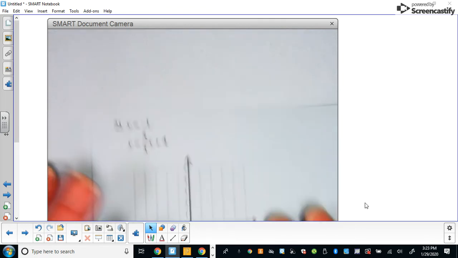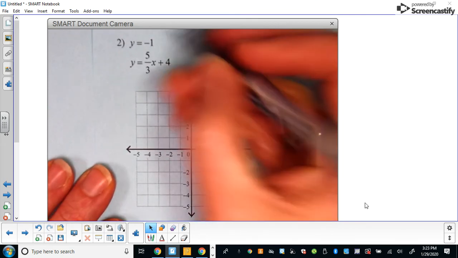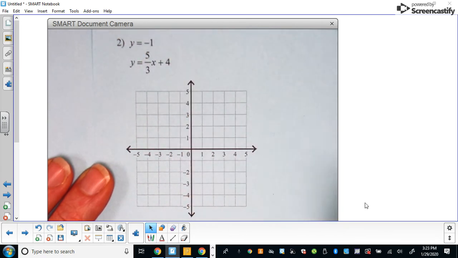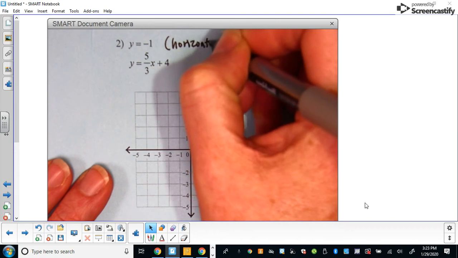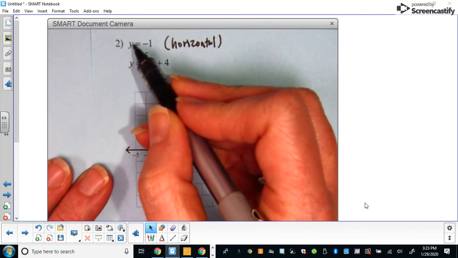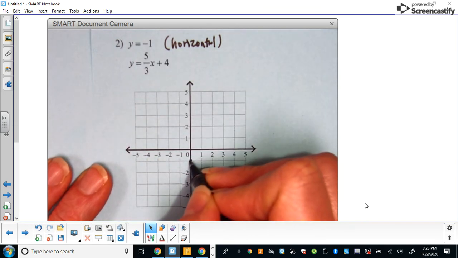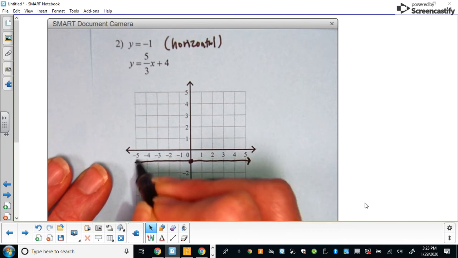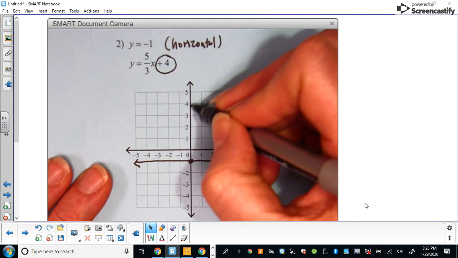So another one here, I want to add this one because it has a special kind of line. This is y equals -1. And anytime you see y equals just a number without an x, that's a horizontal line. I remember horizontal because I feel like the y looks like an upside down H. So I go to the y-axis, put a point at -1, and then I just draw a horizontal line through that one.